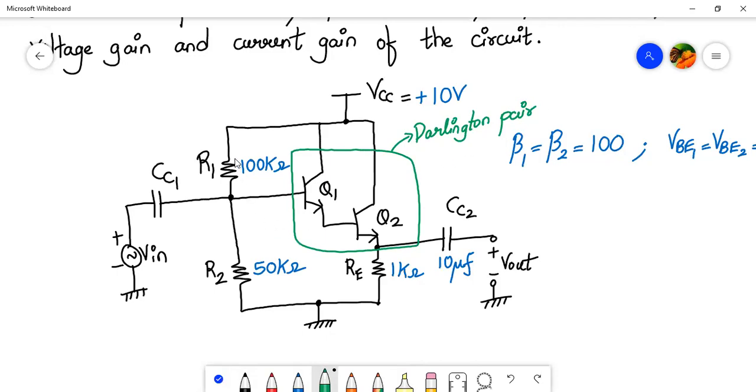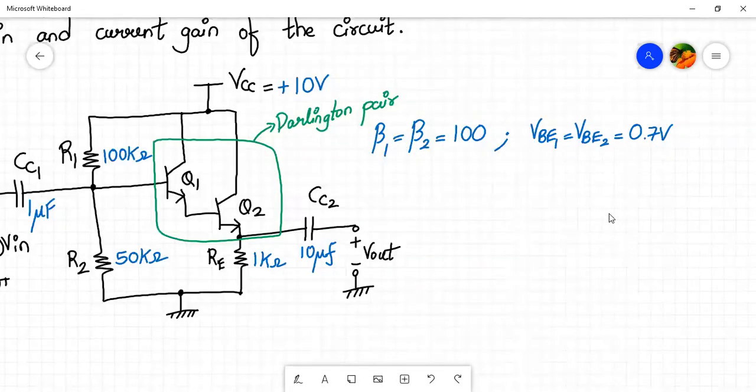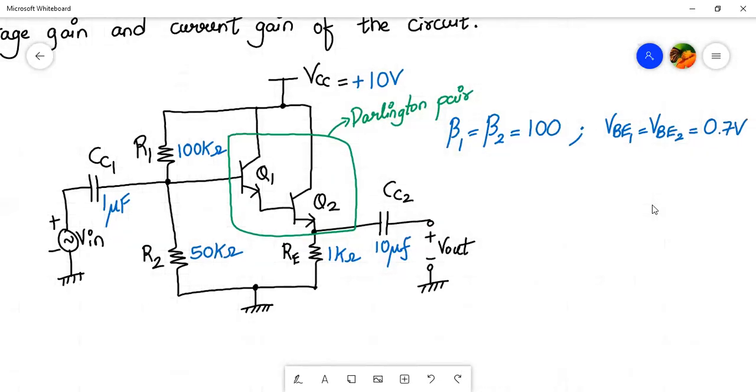Here the values of resistors R1, R2, RE are given. Also the value of the capacitor, I think CC1 value is around 1 microfarad. We have given Vin. There is no R6. And CC2 is the output coupling capacitor. Its value is 10 microfarad. Anyways, these values of capacitors are not so useful right now for the current requirement. So here we have written beta1, beta2 as 100, VBE1, VBE2 as 0.7.